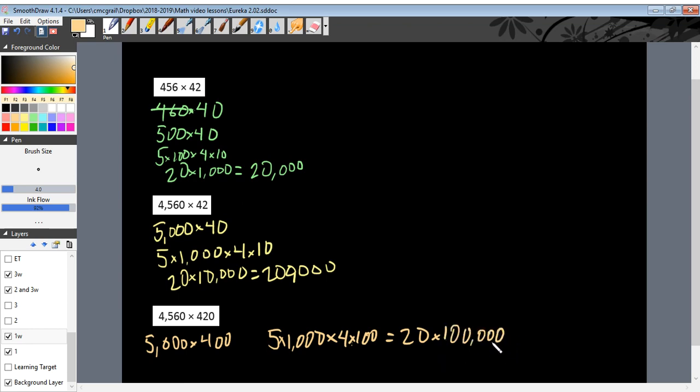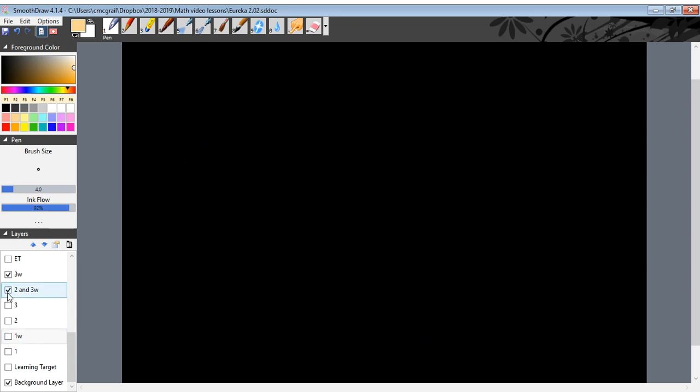which is just 20 with 5 zeros afterwards. 3, 4, 5, which is 2 million. Let's use this same strategy and let's see if we can apply it to another problem.